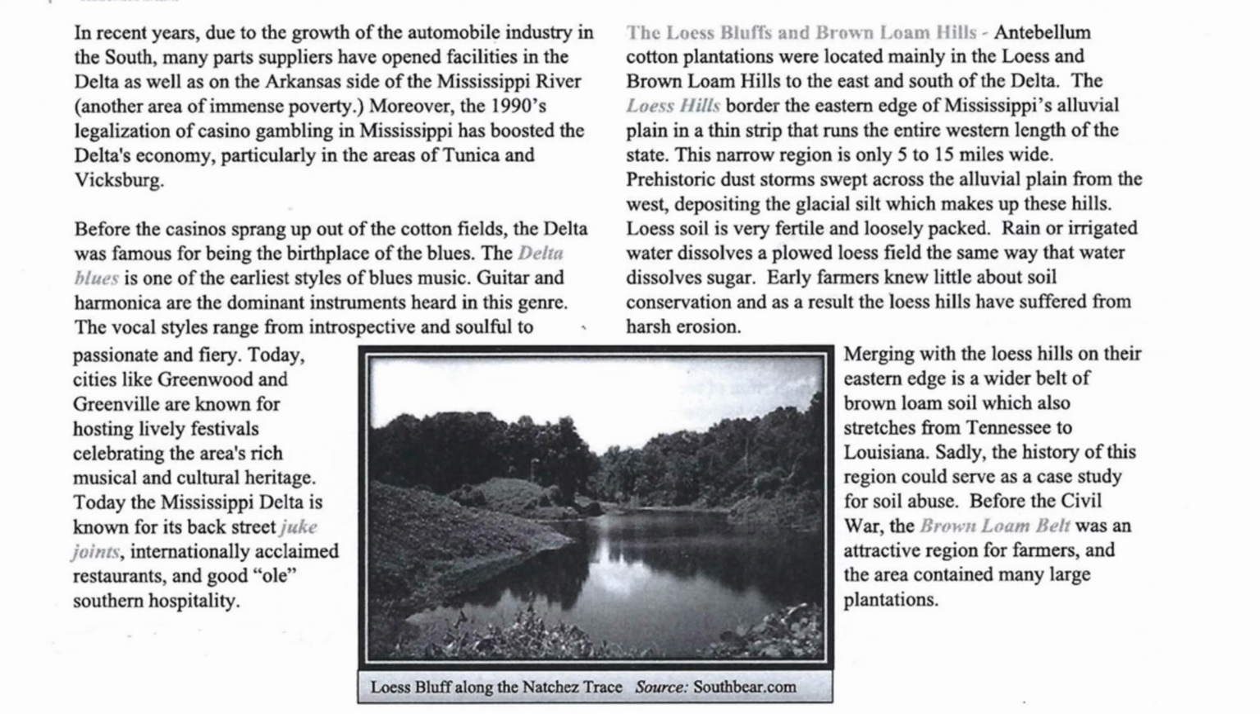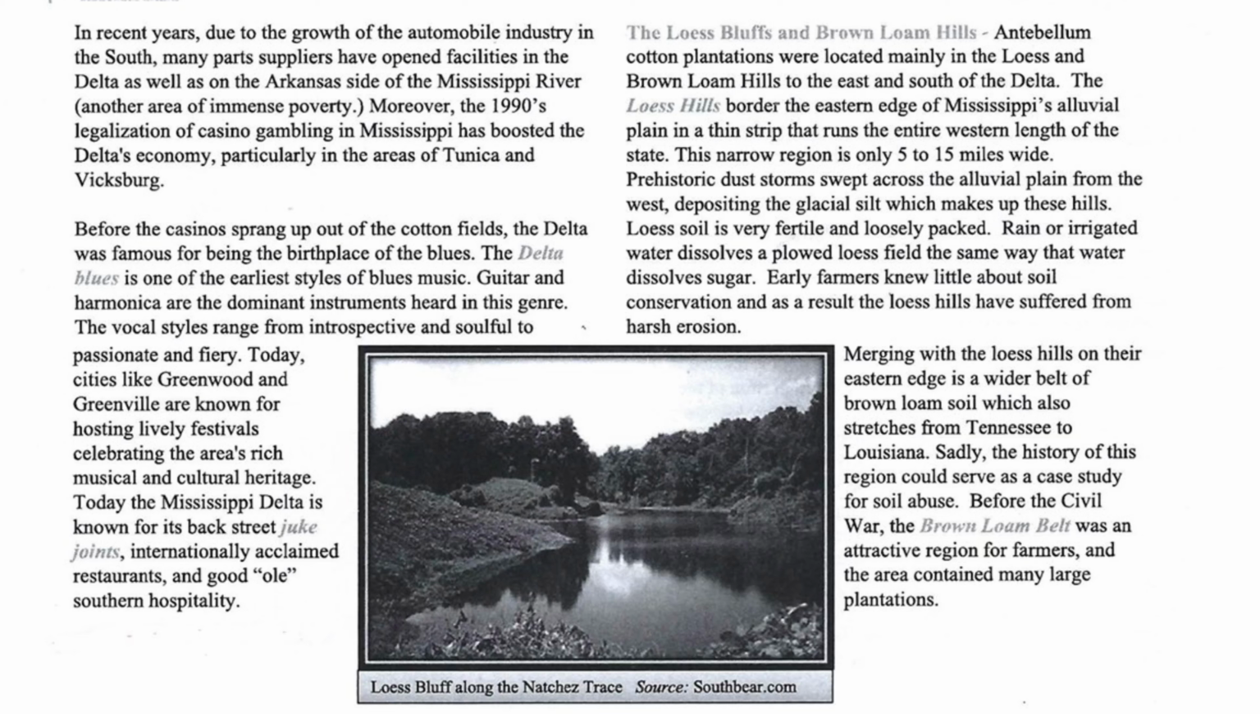Okay, moving to the Loess Bluffs and Brown Loam Hills. Antebellum cotton plantations were located mainly in the Loess and Brown Loam Hills to the east and south of the Delta. The Loess Hills border the eastern edge of Mississippi's alluvial plain in a thin strip that runs the entire western length of the state. This narrow region is only 5 to 15 miles wide.